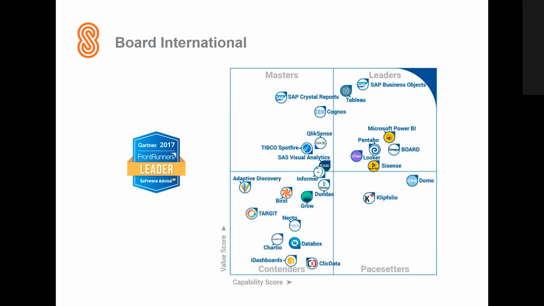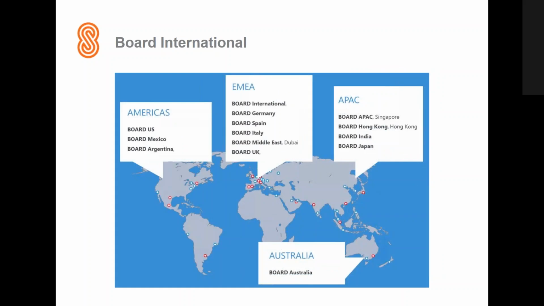Recently, Board has also been named as a leader in the Gartner's Frontrunner Quadrant, which is especially meaningful since it's completely based on end-user ratings and reviews. While being a Swiss company from origin, Board is established all over the world. It has offices in 5 continents and over 15 different countries. This means that support will be available around the clock.